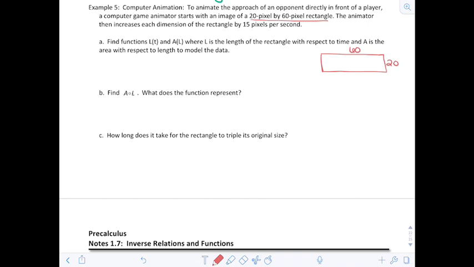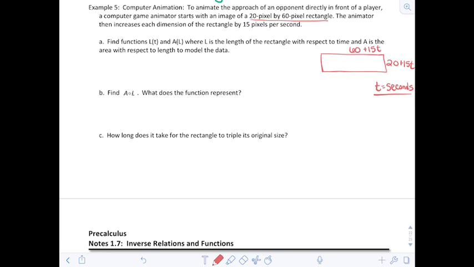All right, that's better. The animator then increases each dimension of the rectangle by 15 pixels per second. So it starts out as a 20 by 60, but then to that we would add 15 pixels per second, so plus 15t. And t is going to equal my seconds. Okay, just to be clear on that.